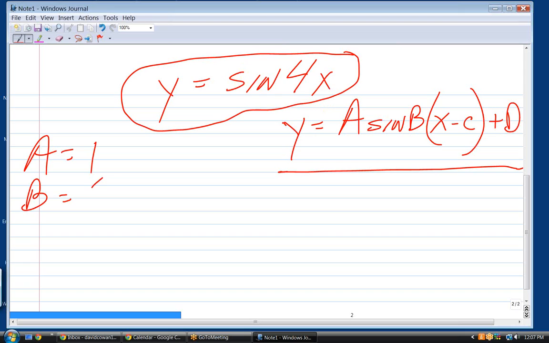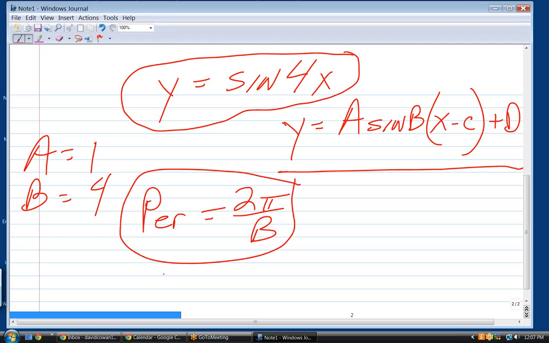Is B 4? Yeah. Now, here's the next thing you have to remember. The period of the sinusoid function is equal to 2 pi divided by B. That's right. This is what you want to memorize. But it also means b is equal to 2 pi over the period. In other words, had they given us a graph where you could figure out what the period was, you'd be able to figure out what b is. In this case, we're going from the function to a graph. So the only thing you need to know is this part.